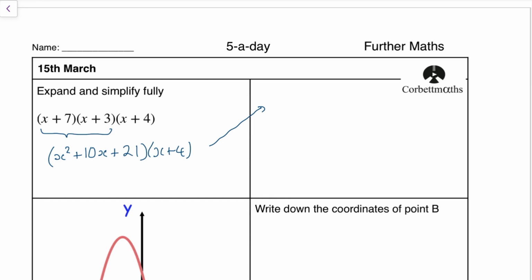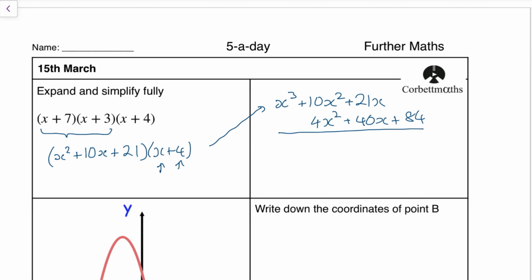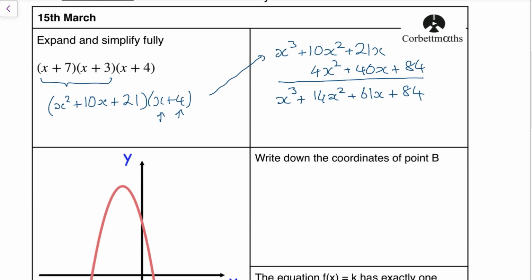Now, if you've seen me do these things before, I keep them in columns based on their power. So I'm going to multiply everything by x first, which is going to give me x cubed plus 10x squared, and multiplying by the left bracket, plus 21x. Then multiply everything by the 4, which is going to give me 4x squared. So you notice I'll write it underneath the x squared so I can add them up. Plus 4 times 10, which is 40x, plus 4 times 21, which is 84. And then I'm going to add all these things together to give my final answer of x cubed. Do this carefully, this is quite easy to make a silly mistake here. Plus 14x squared plus 61x plus 84. And that is the first question done. Not too bad to start and get going.